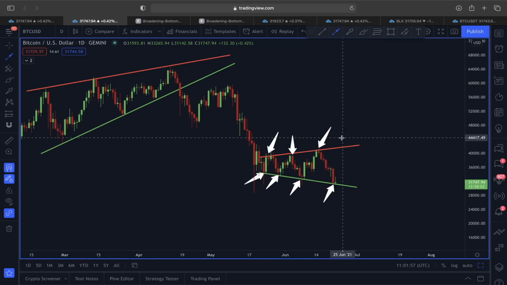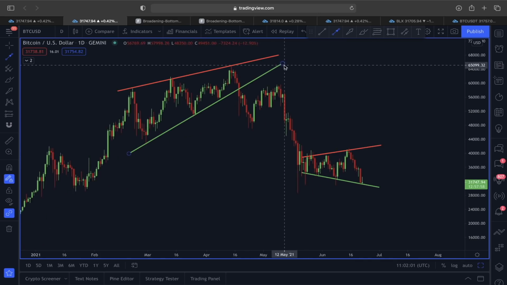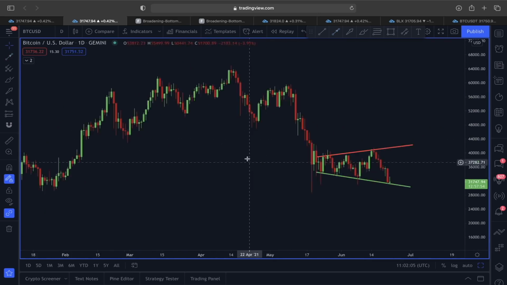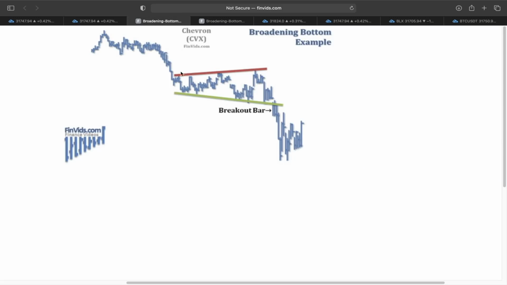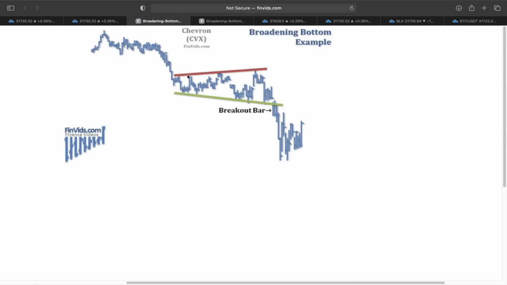But in most cases, after this kind of downtrend what we are witnessing with Bitcoin, right, let me delete this one here and show you guys. You can clearly see one example from Chevron. This is just a broadening bottom example. So you can see when the price started heading to the downside, just like in our case right now what we are witnessing. And if you look at this example here, you can see this is also a pretty similar scenario to what we are witnessing with the price action of Bitcoin.